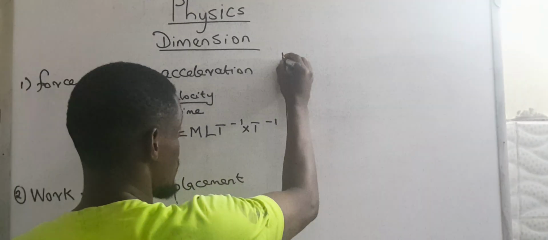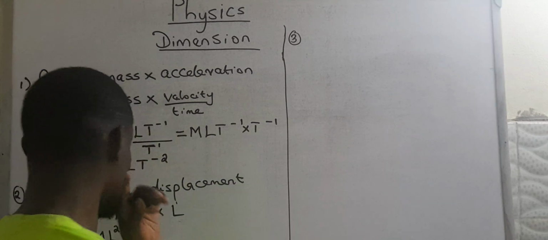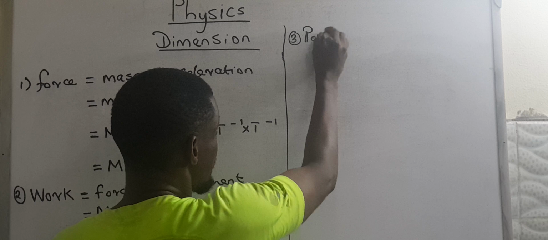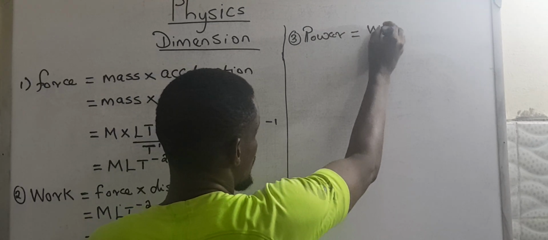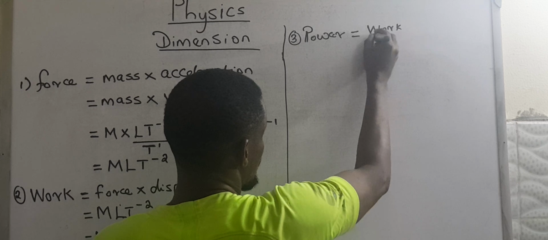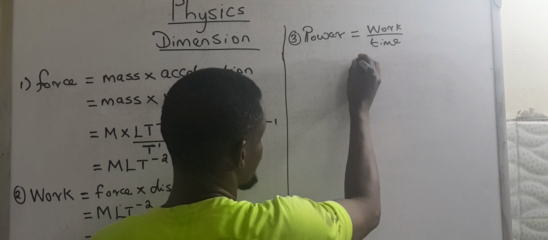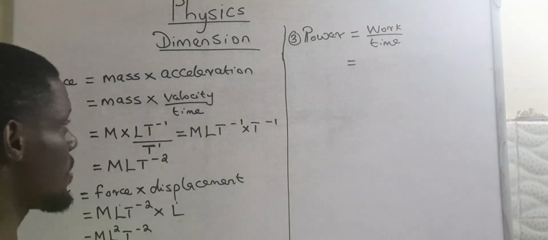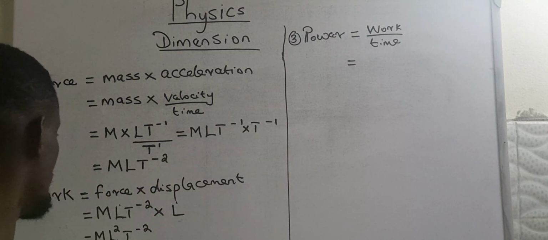So I can take another one here. Power. Power is work over time. So the dimension for power will be the dimension of work over the dimension of time.